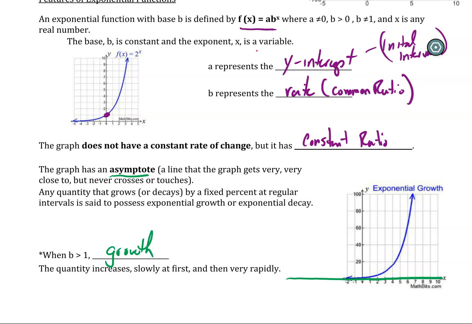right, from there. So that means that if b is larger than 1, as the x gets larger, it increases more and more rapidly. Just like the one we did in the do now, this function starts off slowly growing, and then as x gets larger, it rapidly increases as it goes. Okay, but that's the growth portion of it.